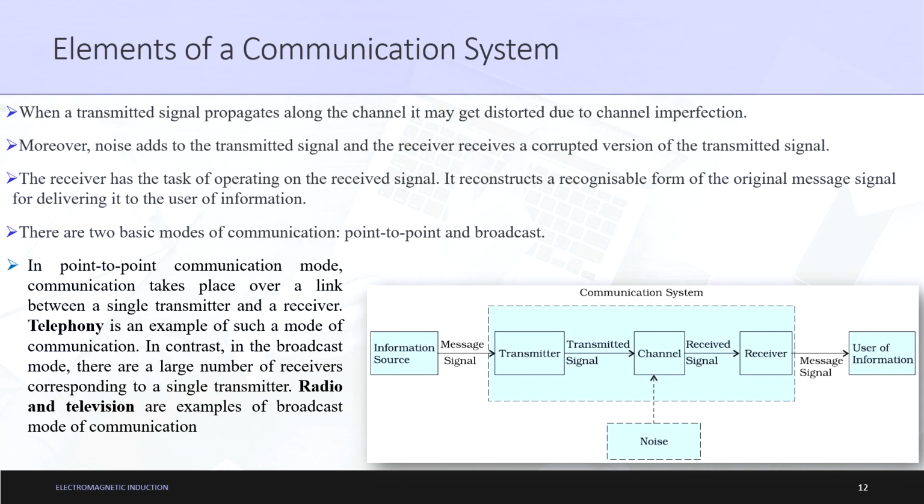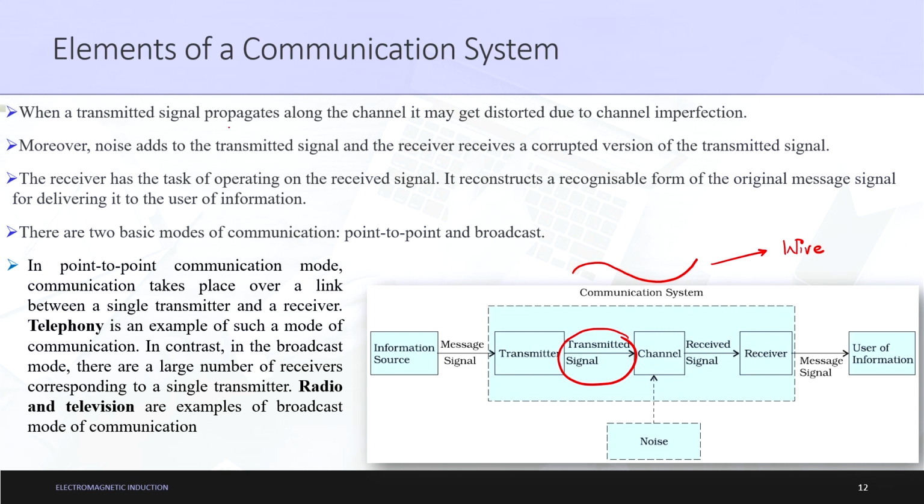When a transmitted signal propagates along the channel, let us say this is the channel, this is the wire here for you, because wires are visible, that is why I am using the example of a wire. In present day scenarios, the majority of channels are wireless only.